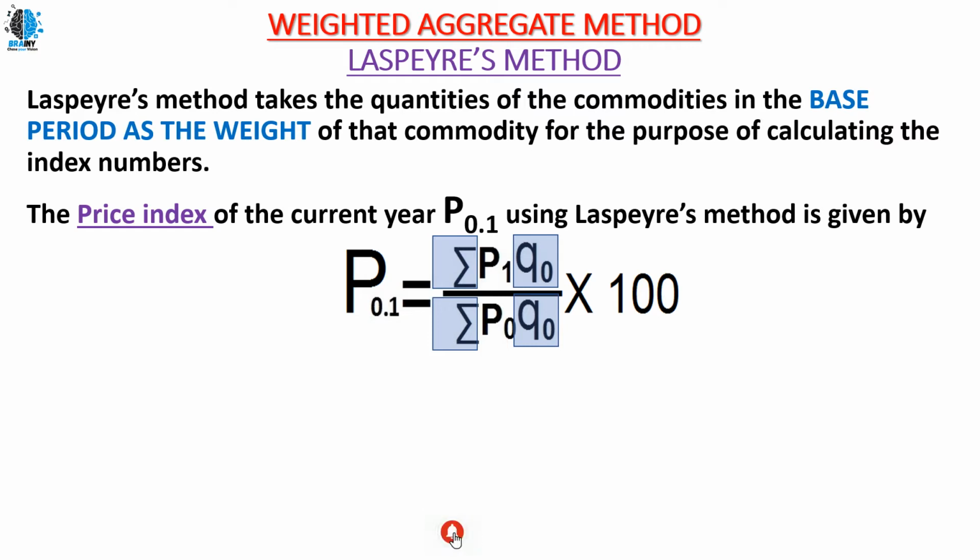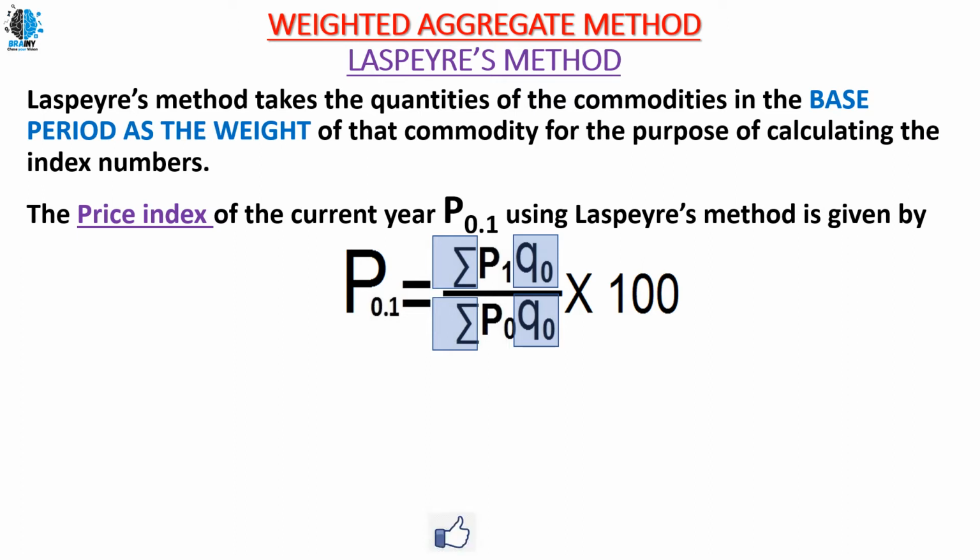So what is the Laspeyres method? P01 equals summation P1 Q0 divided by summation P0 Q0 into 100. Q0 you can see in the numerator as well as in the denominator. It means that the weight is added. Which weight? The base period weight is added to the current period price as well as to the base year price. This is called our price index of the Laspeyres method.